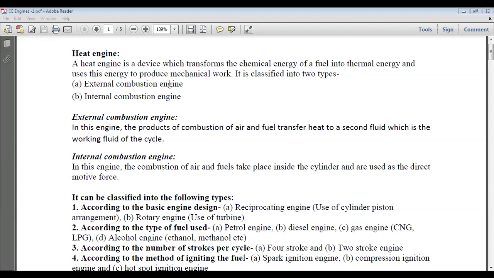So this heat engine is divided into two types. One is the external combustion engine, another is the internal combustion engine. In the external combustion engine, the products of combustion of air and fuel transfer heat to a second fluid, which is the working fluid of the cycle. Whereas in the internal combustion engine, the combustion of air and fuel takes place inside the cylinder and the products are used as a direct motive force.